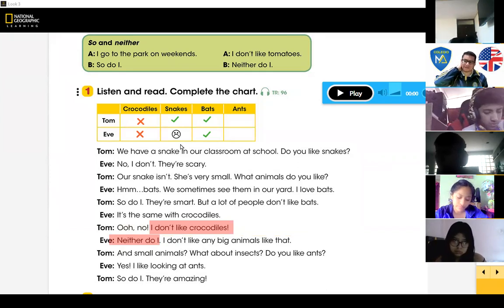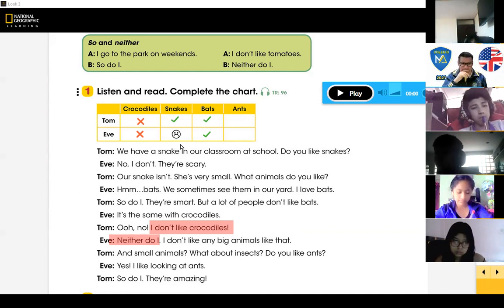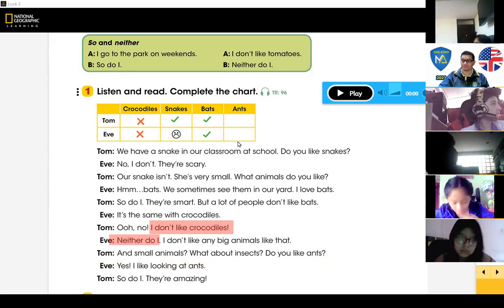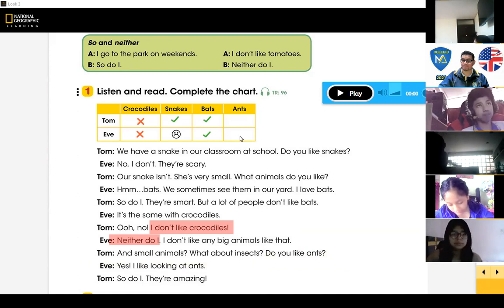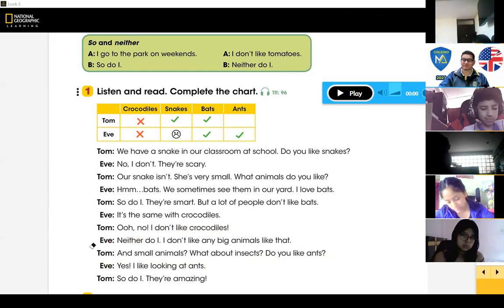What about ants? Does Eve like ants? Yes or no? Yes, right. Here you have the question: do you like ants? And what is Eve's answer? She said, yes, I like ants. And what about Tom? Does Tom like ants? Yes, he does. Very good, no?